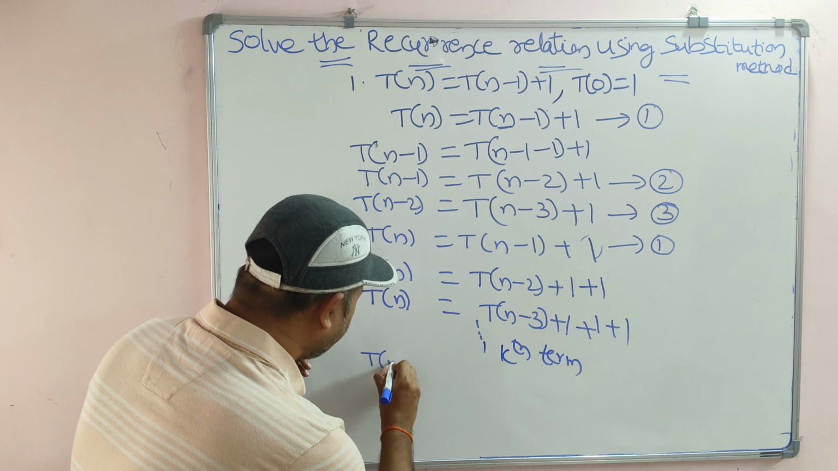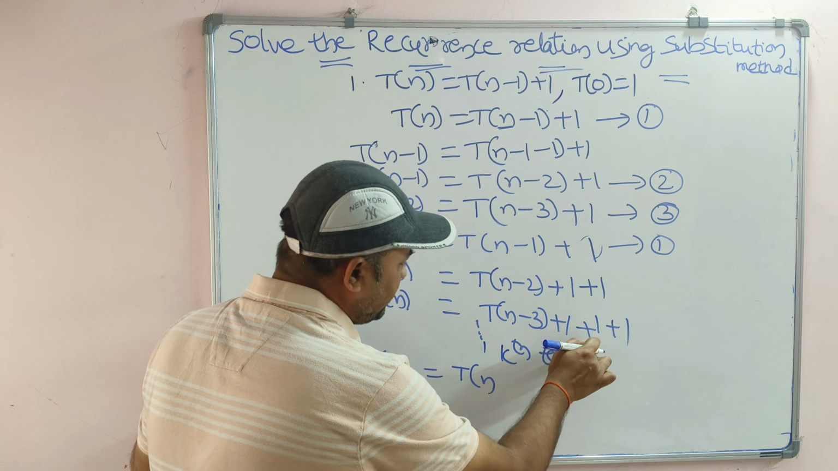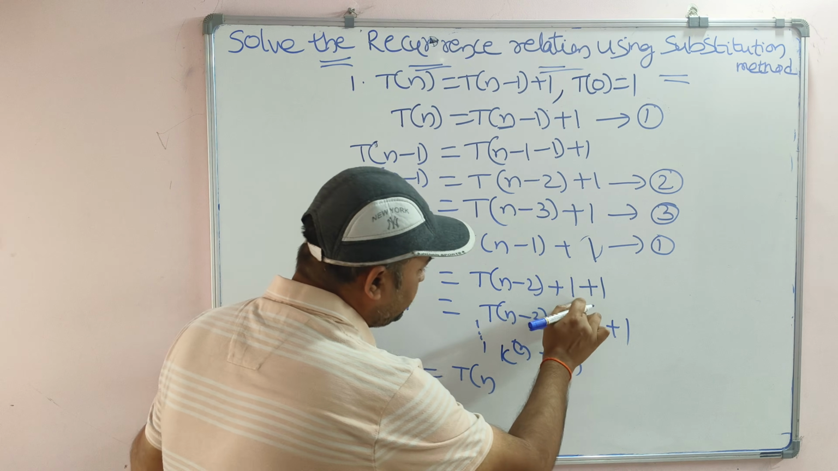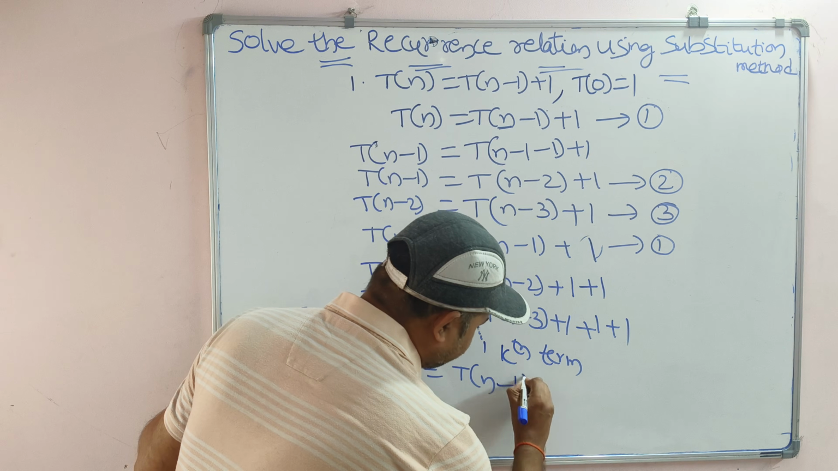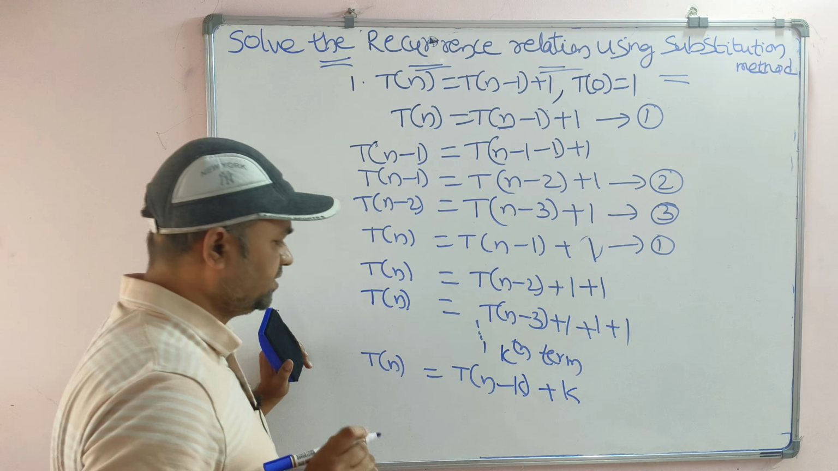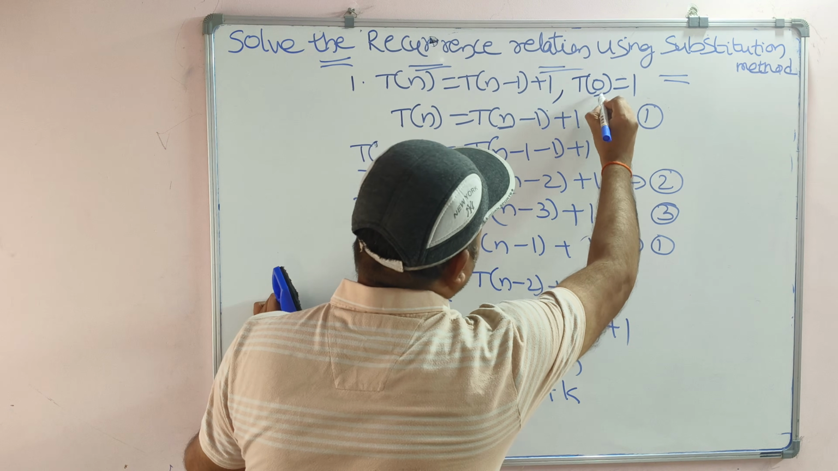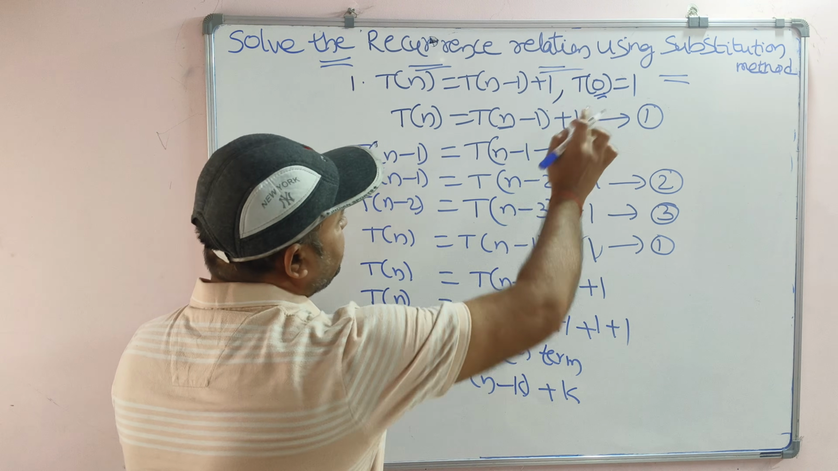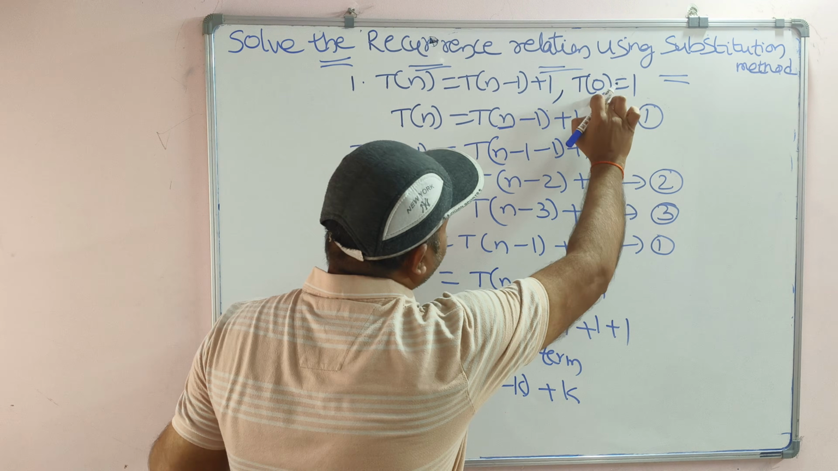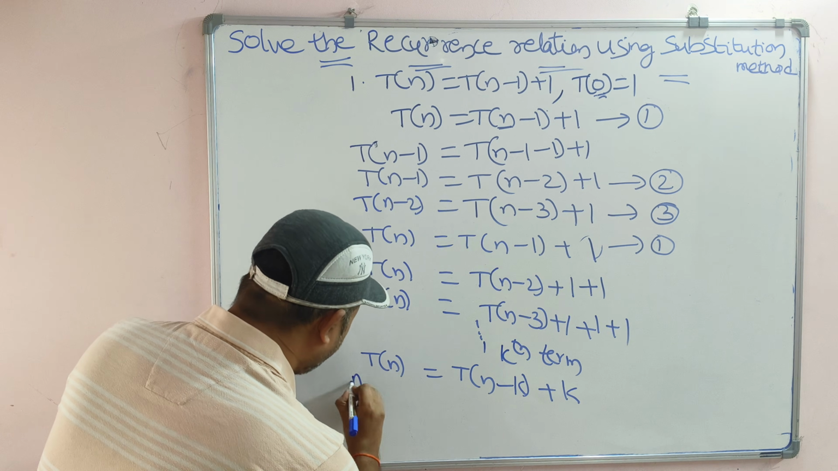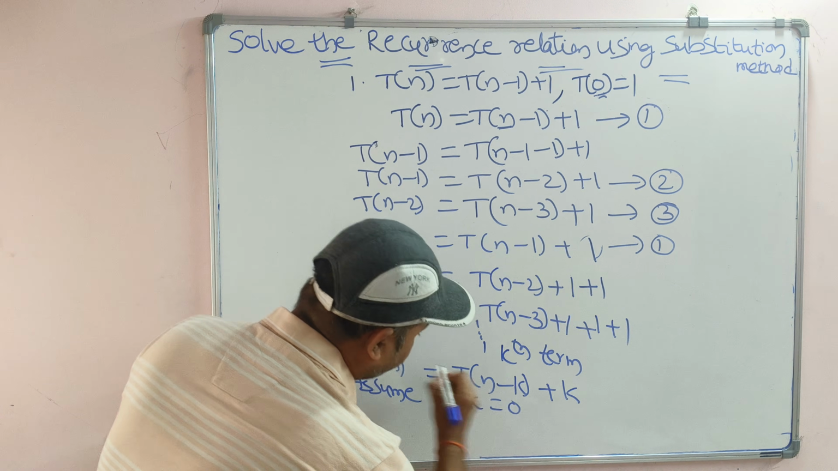What is the kth term? T of n equal to T of n minus, here we have 3, here we have 3. Here we have 2, here we have 2. Here we have 1, here we have 1. So T of n minus k plus k. So this is the kth term. Now initially here we have T of 0. What is T of 0? T of 0 is given as 1. So now we can equate this n minus k to this 0. So assume n minus k equal to 0.